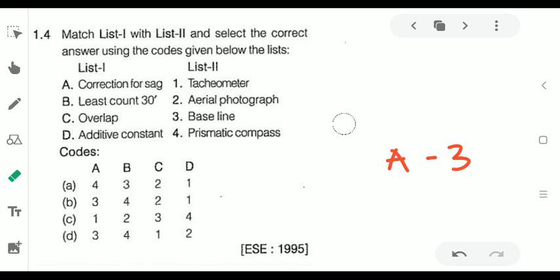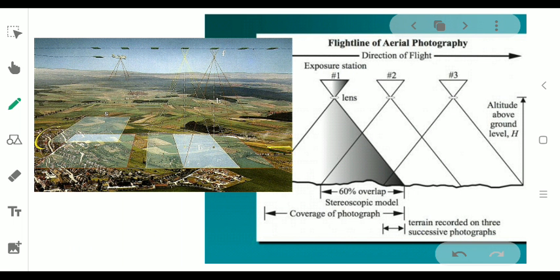देन सेकेंड वन इज लीस्ट काउंट ऑफ 30 minutes. एज वी नो दैट लीस्ट काउंट ऑफ 30 minutes, दैट मीन्स कि ये वैल्यू किसी इंस्ट्रूमेंट के करस्पॉन्डिंग होगी. सो we will see it later. Then next option is overlap. So overlap is used in aerial photography.